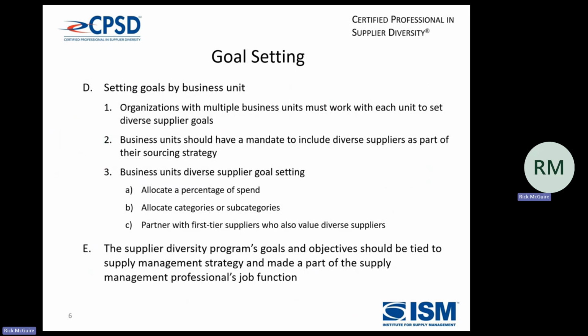Set goals by business unit. Organizations with multiple business units must work with each unit to set diverse supplier goals. And business units should have a mandate to include diverse suppliers as part of their sourcing strategy. For business unit diverse supplier goal setting, allocate a percentage of spend; they have to meet a minimum spend. Allocate categories to subcategories, and partner with first-tier suppliers who also value diverse suppliers. The supplier diversity program's goals and objectives should be tied to supply management strategy and made a part of the supply management professional's job function.